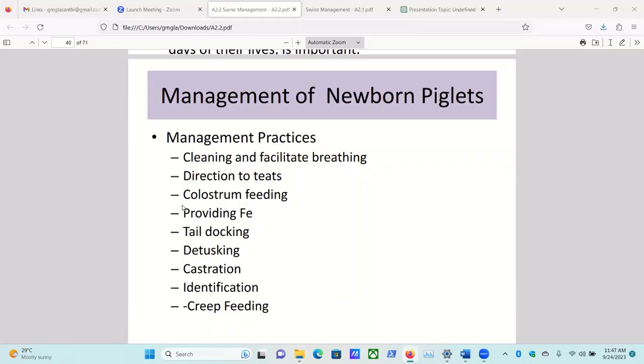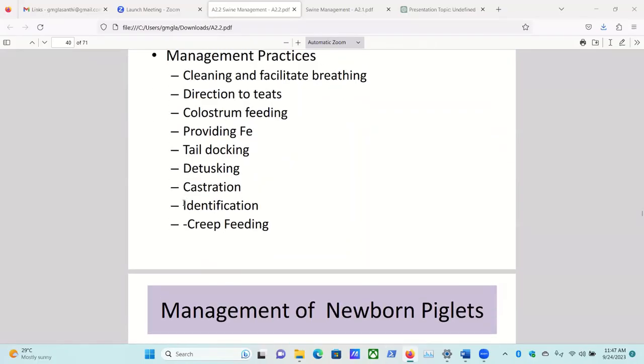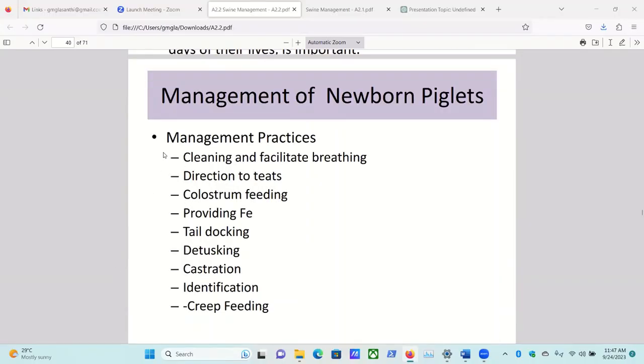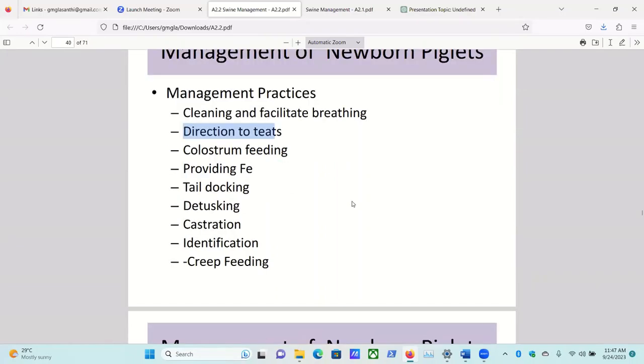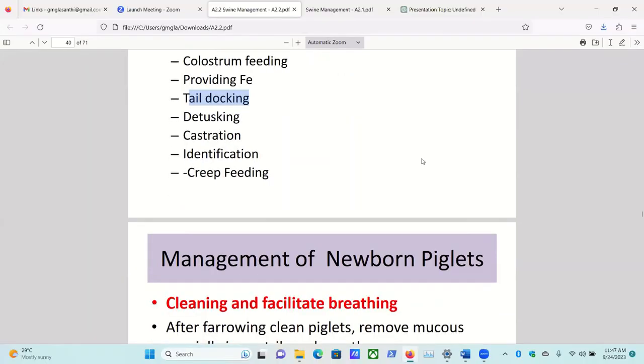So the management practices for newborn piglets can be listed as follows. One is cleaning and facilitating breathing, directing to the teats for suckling, colostrum feeding, providing iron, tail docking, detusking, identification, and those things we are going to discuss in detail now.